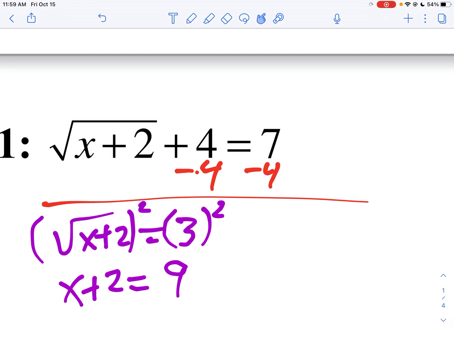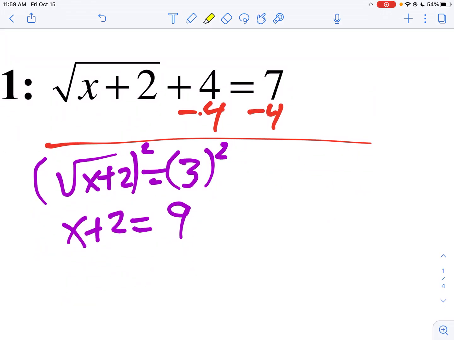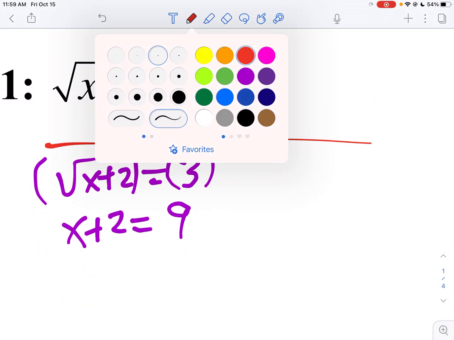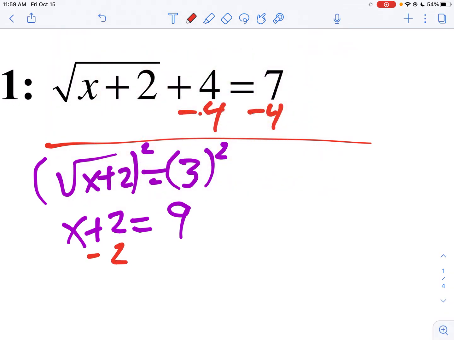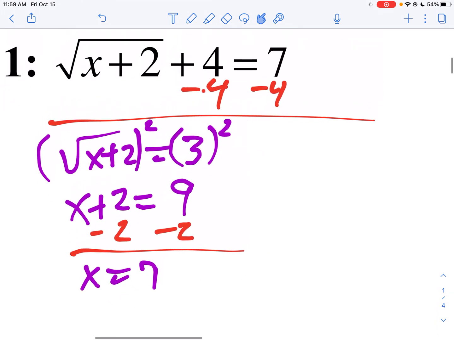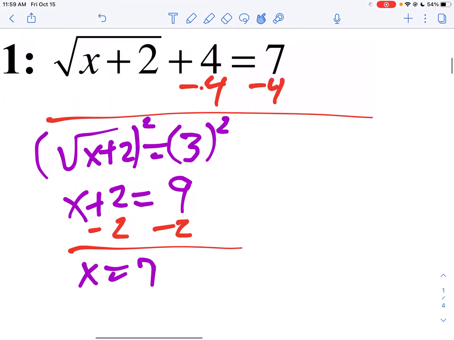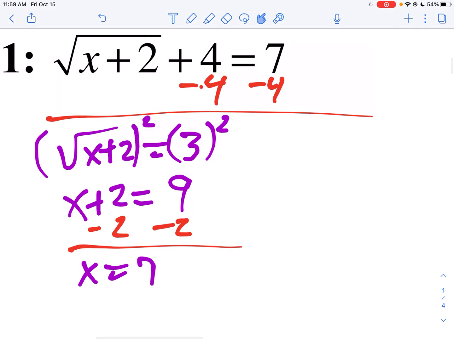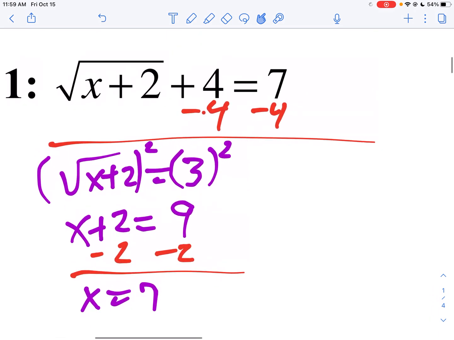Now let's solve that equation. We're going to subtract 2 from both sides, and x equals 7. Then we need to check our work. So I'm going to go back to my original equation and replace x with 7.